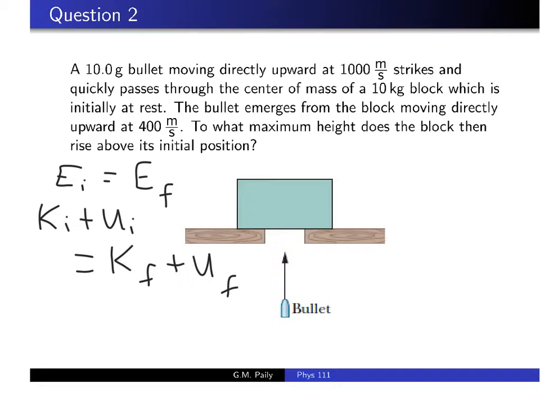The final situation will be when the block has risen to its maximum height. At that point, its vertical velocity would be 0, because that is the maximum height. If it wasn't 0, then the block would keep on moving upward. So, understand and note that the initial and final situations that we're dealing with have changed. The initial is just after the collision now, and the final is at the maximum height of the block.